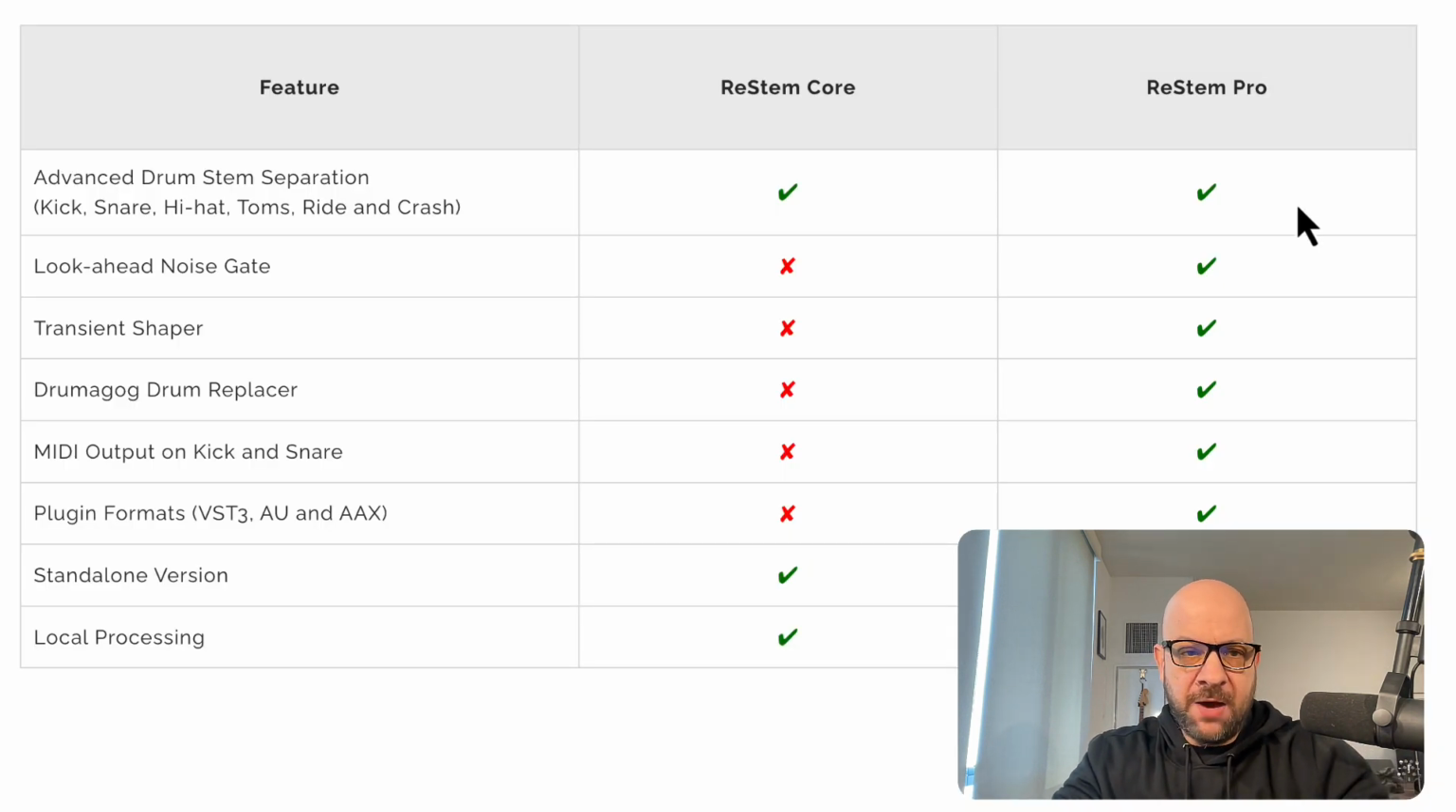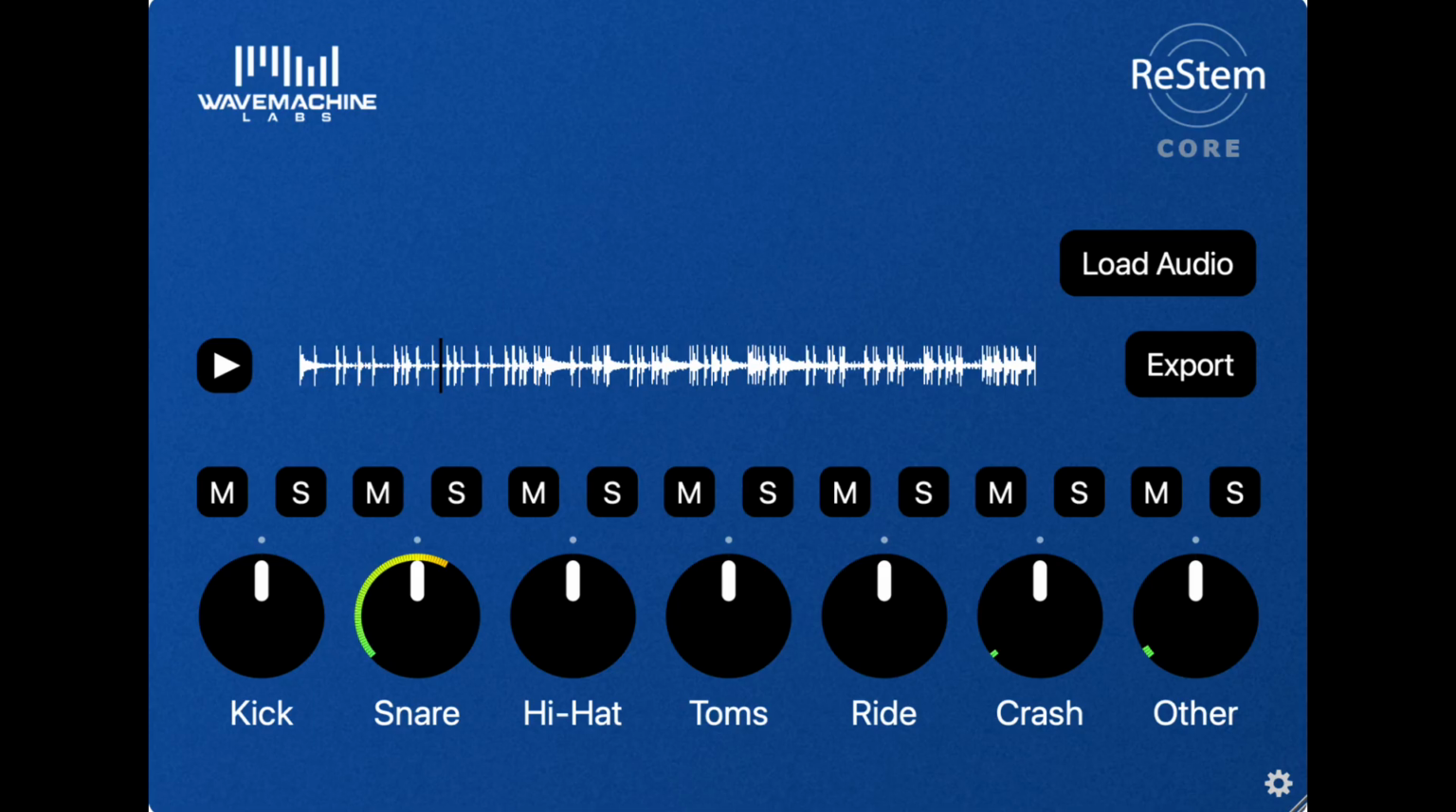So while that's doing that, we'll take a look at the ReStem core version and the pro version. In the pro version, obviously we can do more. We have the look-ahead noise gate, the transient shaper, the Drumagog drum replacer, MIDI output on kick and snare, and plugin formats: VST3, Audio Unit, and AAX. I'm not sure why the core version wouldn't have that. There's a standalone version with both and local processing. So the core version is only a standalone version. There is no plugin with the core version.